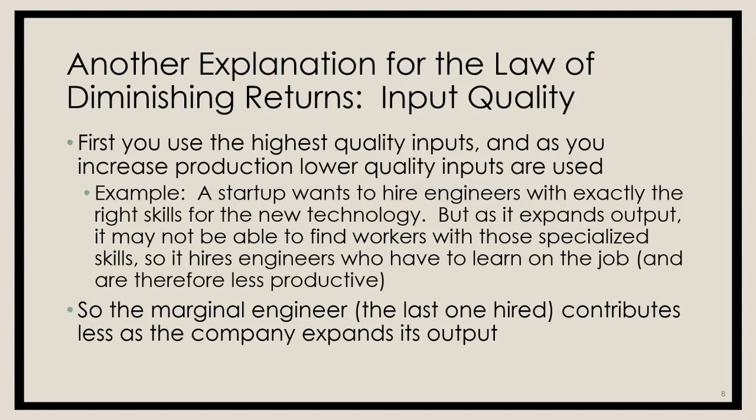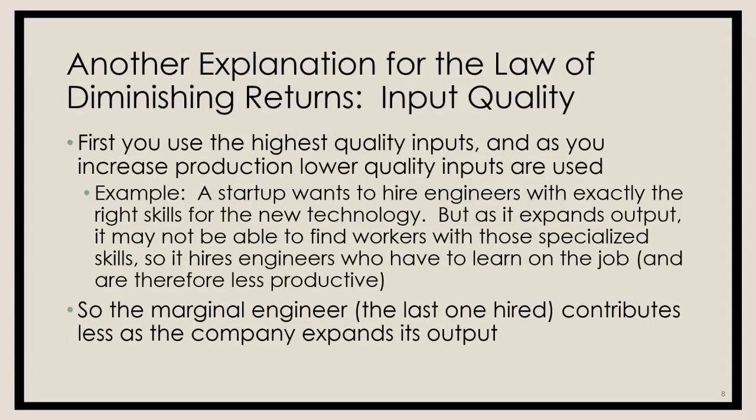Here's an example. A startup wants to hire engineers with exactly the right skills for its new technology. But as it expands output, it may not be able to find workers with those specialized skills anymore. So it hires engineers who have good skills but have to learn the specialized skills on the job and therefore are less productive. So in a way, there's been a decline in quality of the variable input, the engineers, as you hired more and more. So each one contributes less.